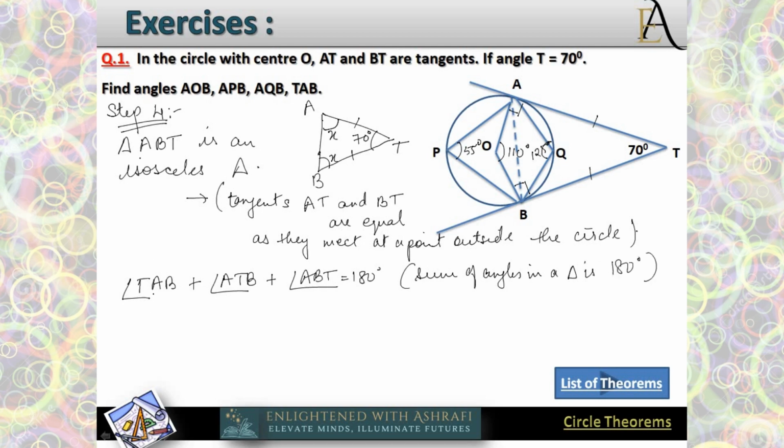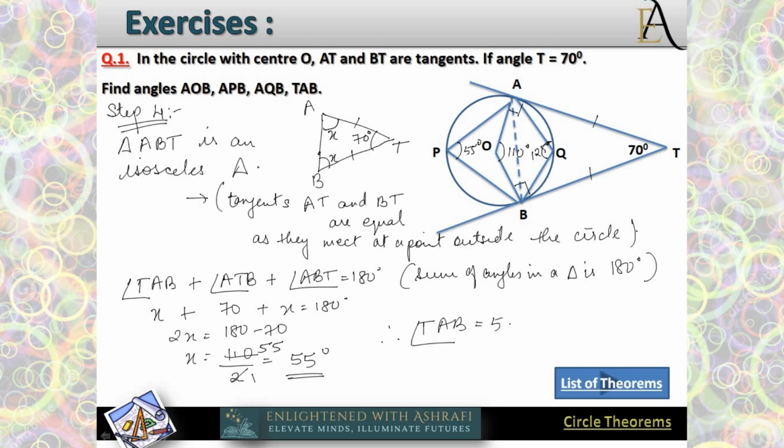So TAB is x plus ATB is 70 plus x is equal to 180. So 2x equals 180 minus 70. X is equal to 110 upon 2, which gives me 55 degrees. Therefore, angle TAB is equal to 55 degrees.